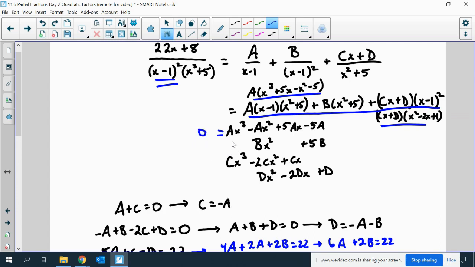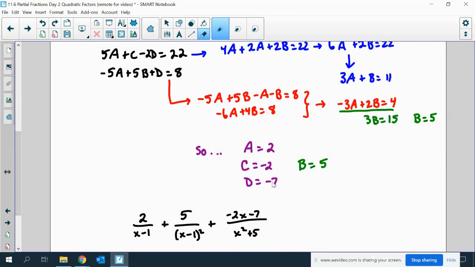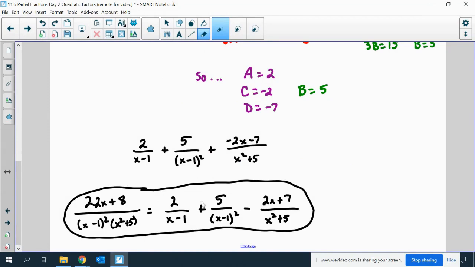This would equal 0. All the x cubed things equal 0, all the x squared things equal 0, all the linear terms equal 22, all the constant terms equal 8 in this problem. So then you do a lot of system simplifying and system subbing and stuff, and you get b equals 5, a equals 2, c equals -2, and d equals -7. So I'm just showing you that this is something that you can do. It just takes a lot more work.